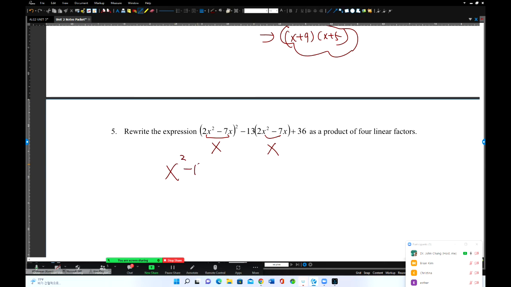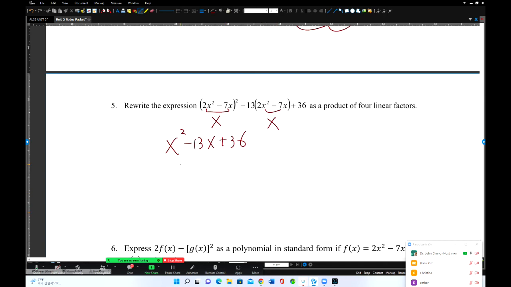X squared minus 13 large X plus 36. Two numbers, what are they? Negative 9 and negative 4, right? That's right. Negative 4, negative 9. That's it. Now replace with little x. X goes over here: 2x squared minus 7x minus 4, and 2x squared minus 7x minus 9. After that, you can check it out.